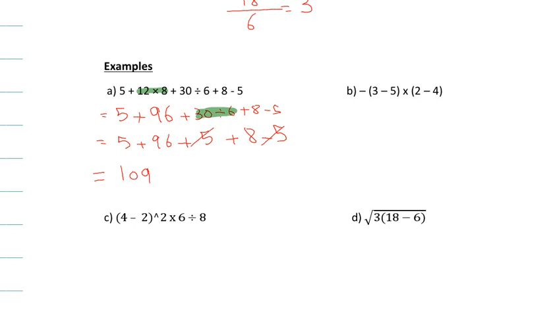Brackets. Inside the bracket. So what do I have inside the bracket? 3 subtract 5, which is negative 2. And 2 subtract 4? Negative 2. All right. Now what else is left? What do I have? So I have to multiply.